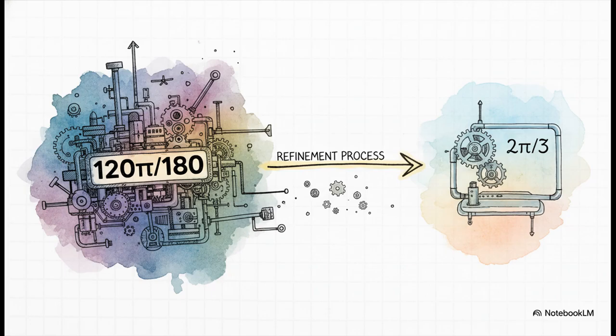And the other big trap? Not simplifying your fraction. Look, getting an answer like 120 pi over 180 is okay, you're on the right path, but you're not done. It's like baking a cake and not putting the frosting on. You have to finish the job and reduce that fraction all the way down. Not doing it will definitely cost you points.